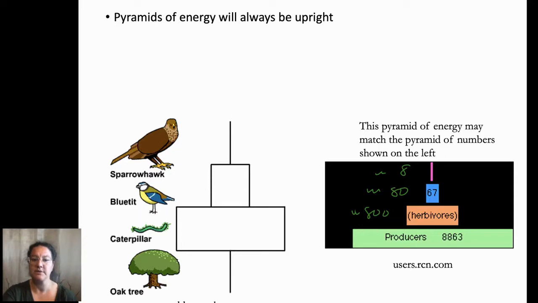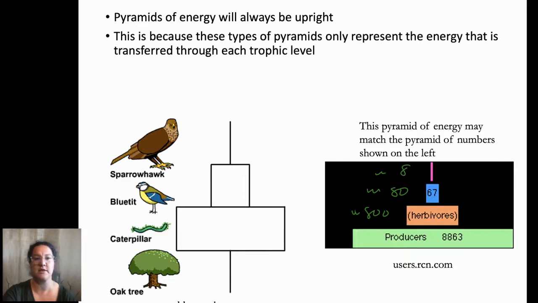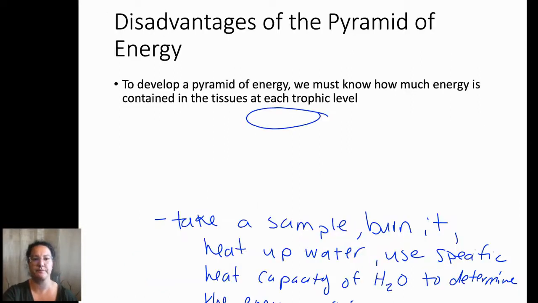Okay, so here's a pyramid of energy. Even though our pyramid of numbers can be inverted, where it has that very small base, the pyramid of energy must always be upright. There must always be more energy at the first trophic level, or those producers, than there would be in the levels above it, because only 10% of that energy is transferred through each trophic level.